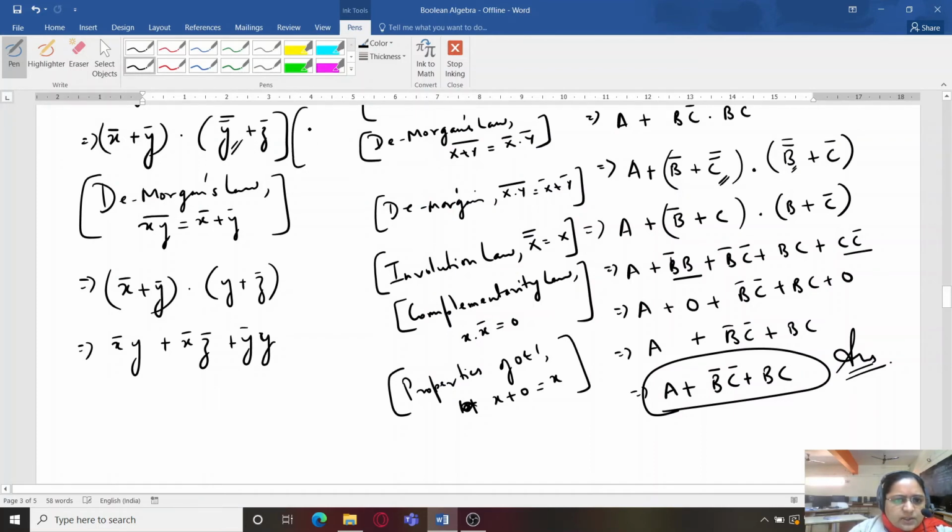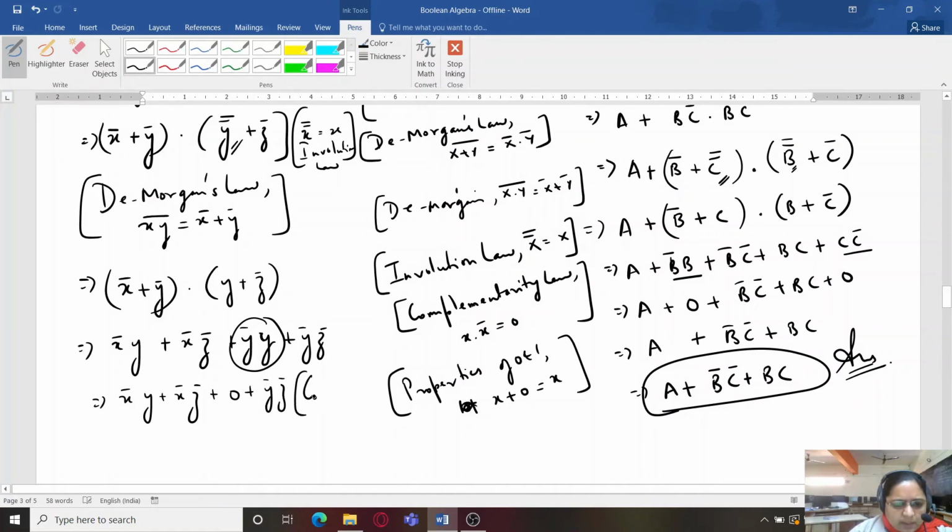So we can just write that over here, and please also write the name involution law. Okay, so here we are, and then we have y'z'. Now here this thing can be reduced into 0. So I'll be writing it like this: plus 0 plus y'z' using complementarity law, which is x · x' = 0.